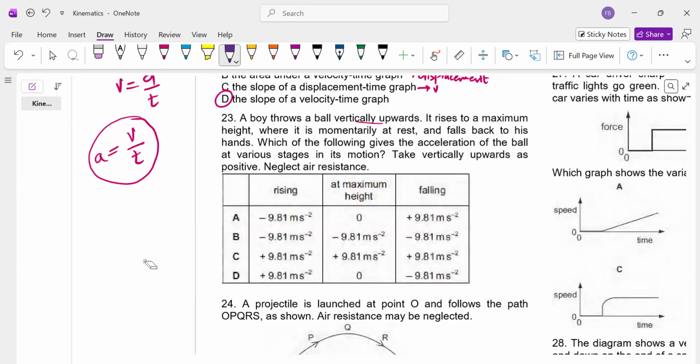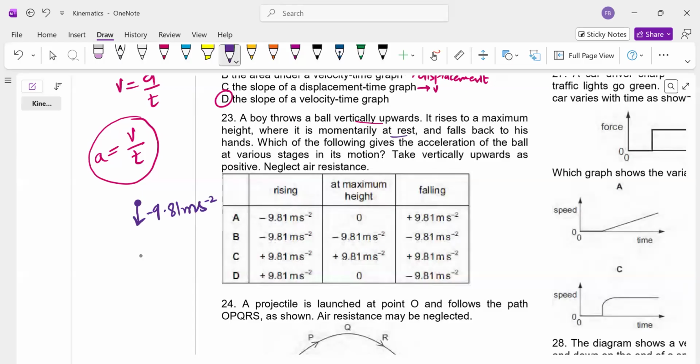But what about at maximum height? If you see at maximum height, can that body stay at maximum height? No, it will definitely come back to Earth. That is why its weight is acting downward. That is why it will have minus 9.81 meter per second square gravitational acceleration at that moment as well. This is a very important concept. At maximum height, they have mentioned that it is momentarily at rest.